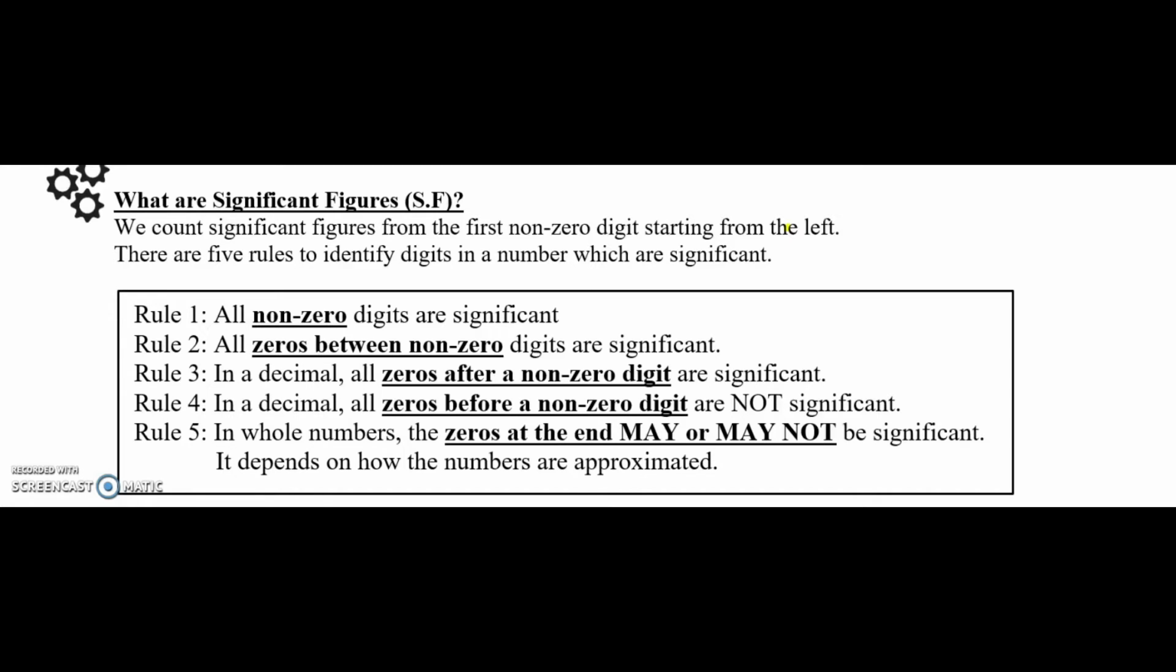Today, we will learn about significant figures. We count significant figures from the first non-zero digit, starting from the left. There are 5 rules on how to identify digits which are significant.